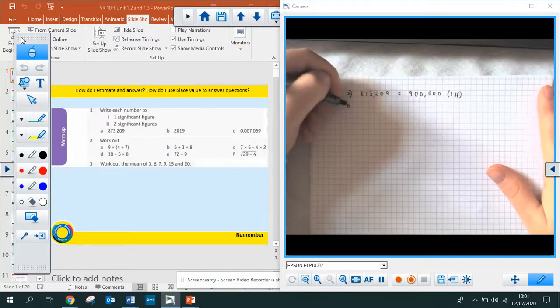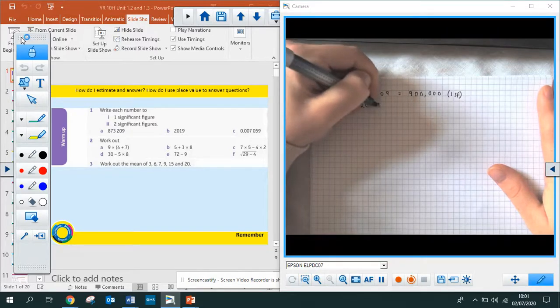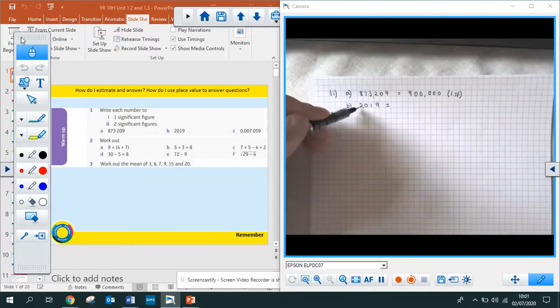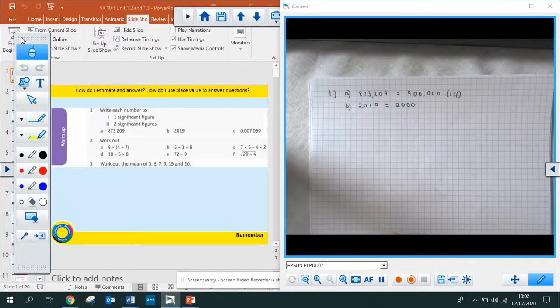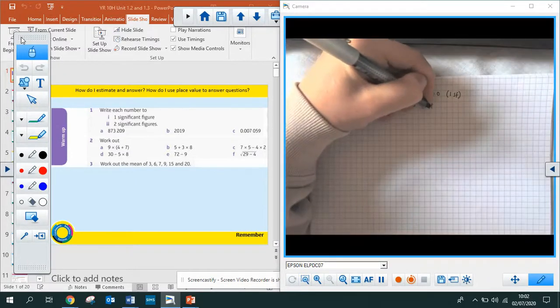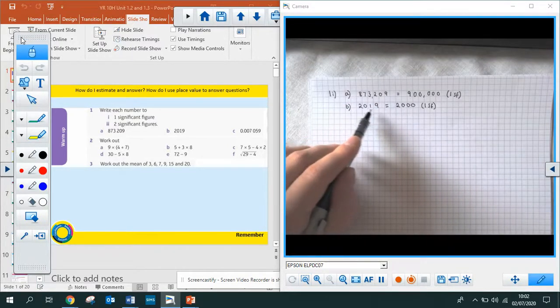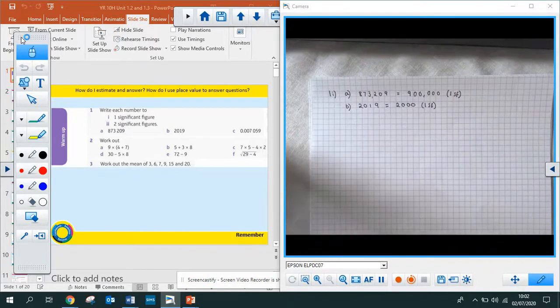Okay, next one, 2019. So we need to round 2019 to 1 significant figure. Again, you start counting from your first non-zero, that's my 2. Look at the number next to it. It's 4 or less, therefore it rounds down, it keeps 2 the same. So I've rounded 2019 to 2000. That's to 1 significant figure. And remember my zeros need to go in the other places to hold the value of that number, okay? We're estimating, we're rounding it. So 2019 is roughly 2000.